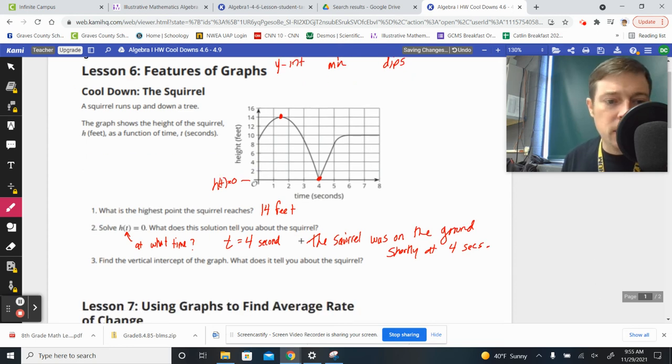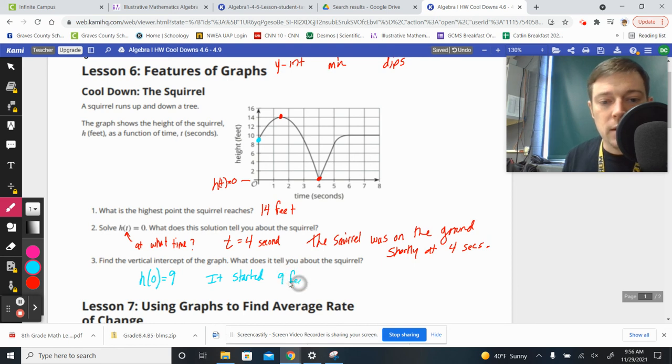And then the last part here says find the vertical intercept, which is along the y-axis. And what does it tell us about the squirrel? All right, so let's look at the y-axis, vertical, right here. So the vertical intercept of the graph is equivalent to h of 0. Vertical intercept will always be at h of 0. And when h of 0 equals 9, that's our vertical intercept. What does this tell us about the squirrel? That when time started, the squirrel was already 9 feet up the tree. It started 9 feet up the tree.